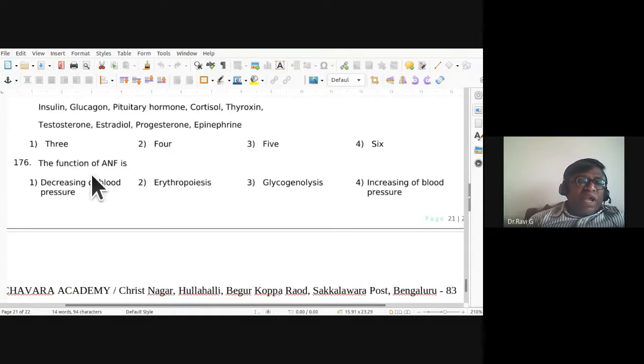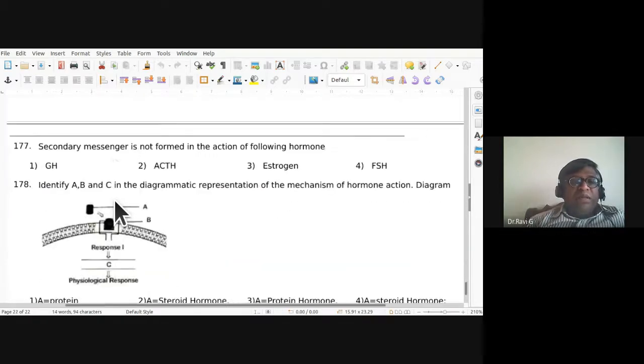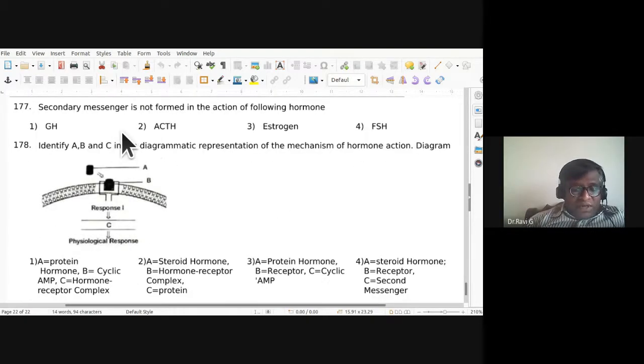The function of atrial natriuretic factor is decreasing of blood pressure, erythropoiesis, glycogenolysis, increasing of blood pressure. So the 176, the right answer is decreasing of blood pressure. The function of atrial natriuretic factor is decreasing of blood pressure. Secondary messenger is not formed in the action of following hormone. So secondary messenger is not formed in the estrogen.